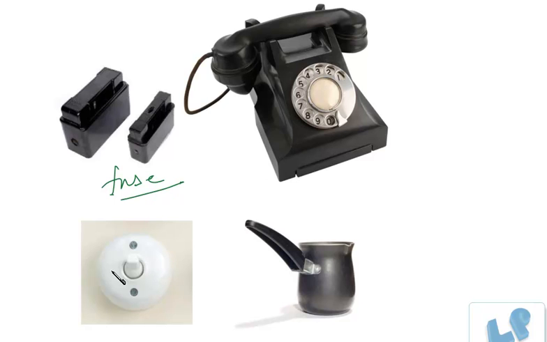This switch is made up of Bakelite. It is hard. You can feel it. The handle of this kettle is made up of Bakelite, right? So these hard plastics are made up of Bakelite. And Bakelite is a thermosetting plastic. That is, when heated, this plastic forms the crosslinks and it becomes very, very hard. It cannot be reheated and it cannot be remolded, unlike thermoplastics.